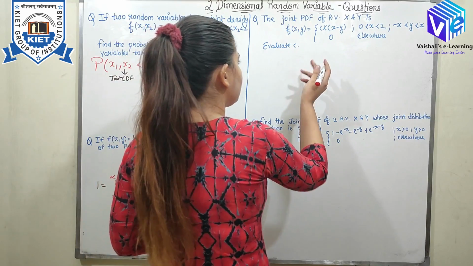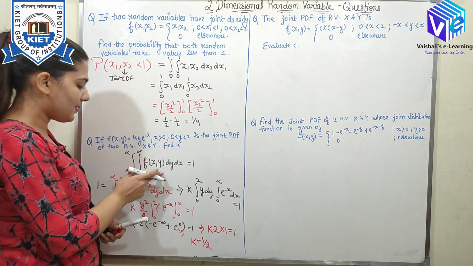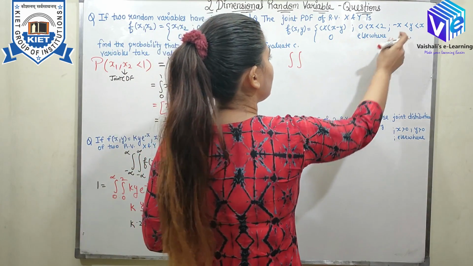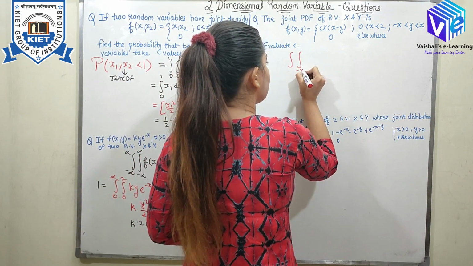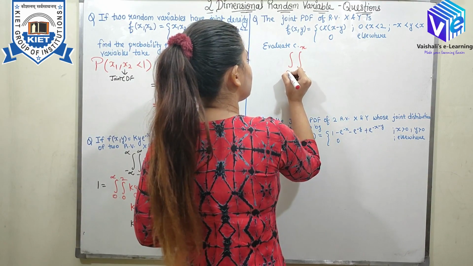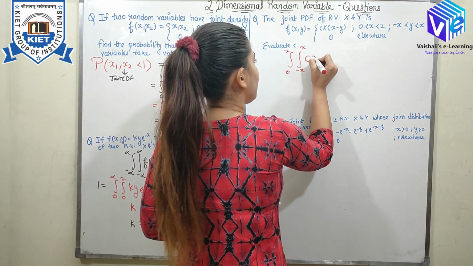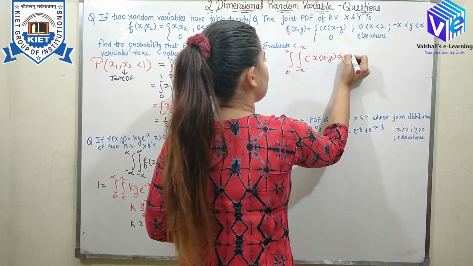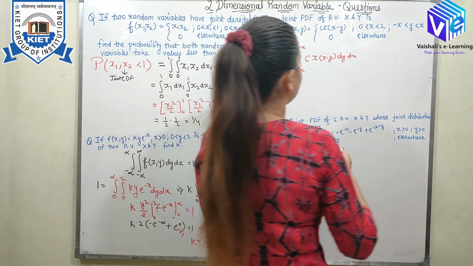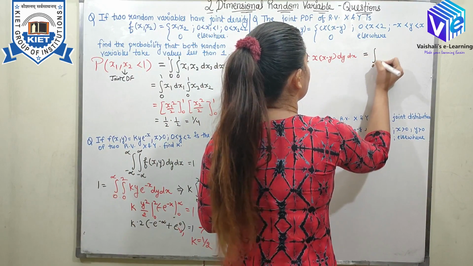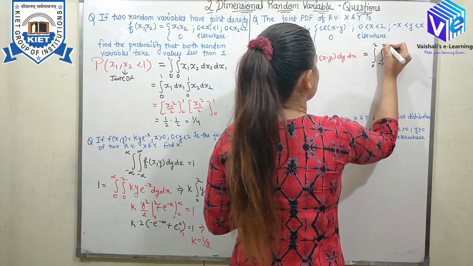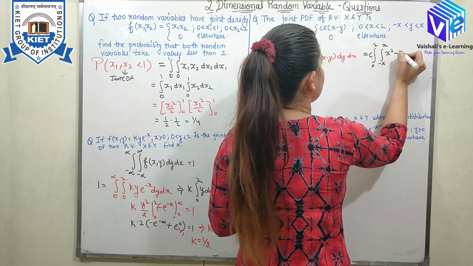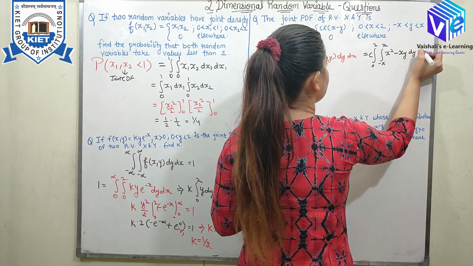So how will I tackle this question? Again I'll be using this property, without wasting any time. The range of y is from minus x to x and the range of x is from 0 to 2, and f(x,y) is c into x minus y, dy dx. So I can write it as integral from 0 to 2, integral from minus x to x, c I can take outside, and I am left with x square minus xy, dy dx.